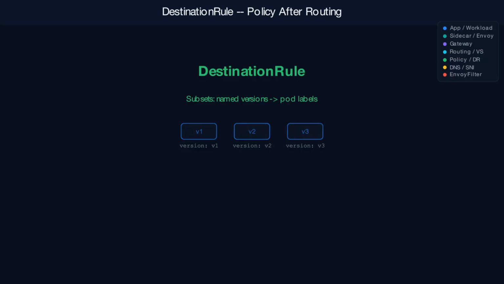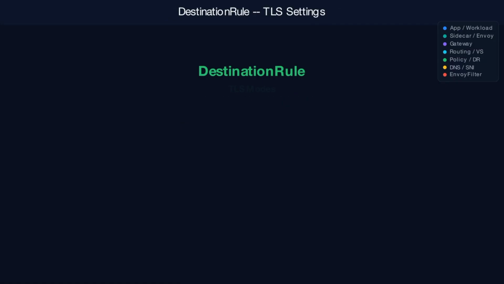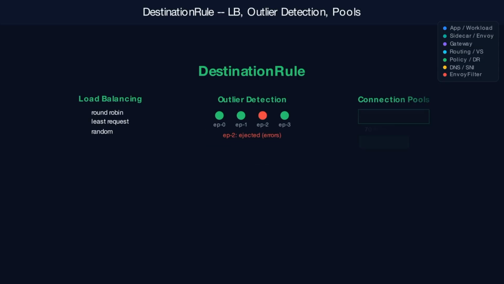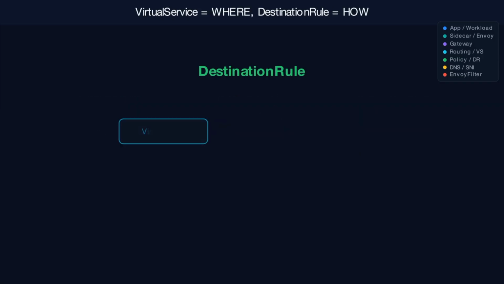TLS settings, which configure mTLS modes for this upstream. ISTIO_MUTUAL for full mesh mTLS, SIMPLE for one-way TLS, or DISABLE for plain text. Load balancing, which controls algorithms like round robin, least request, or random. Connection pools, which limit concurrent connections and requests to protect services from overload. And outlier detection, which ejects unhealthy endpoints based on consecutive errors or timeouts.